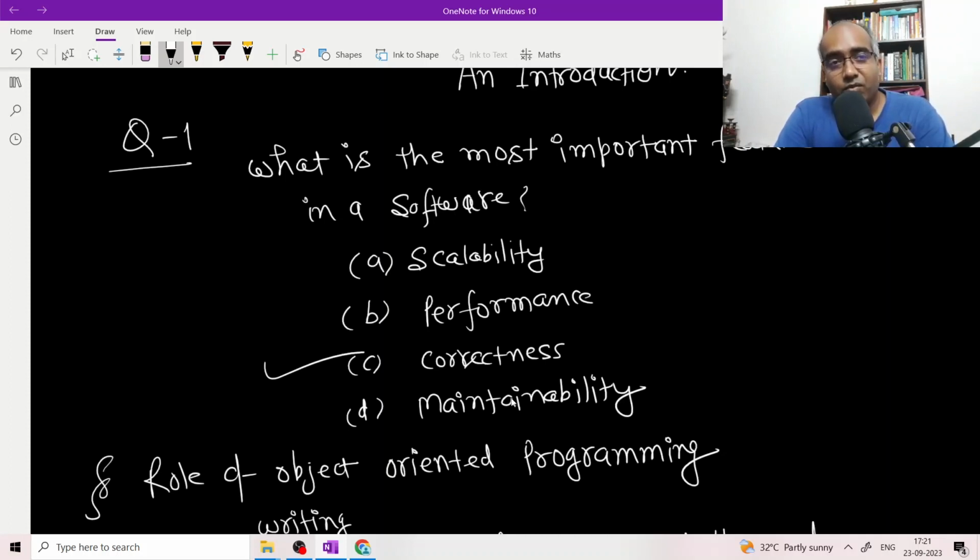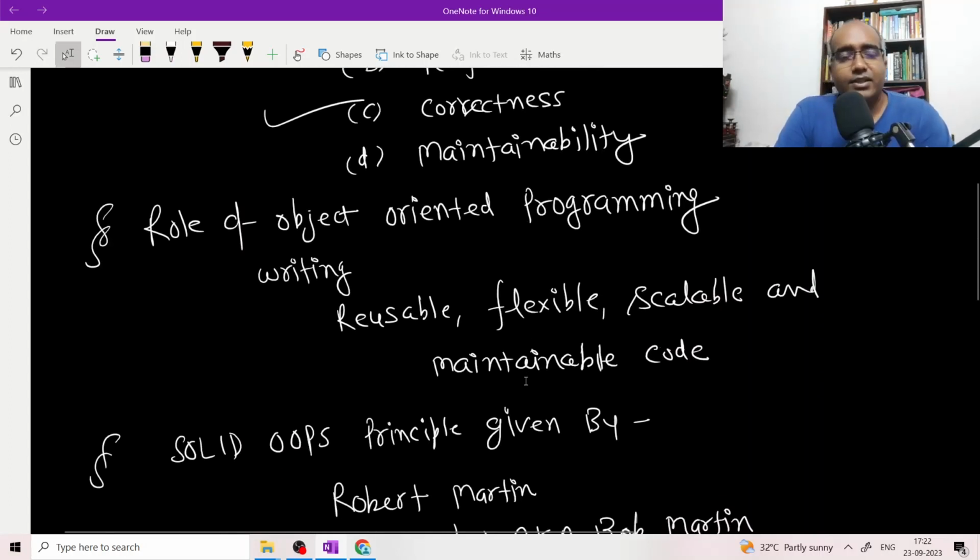So for that, there is a programmer whose name is Bob Martin. People call him Uncle Bob as well. He put forth some principles in front of us, which are related to the object-oriented paradigm. These principles are known as the SOLID OOPS principles. The SOLID OOPS principles are under the umbrella of object-oriented programming languages.